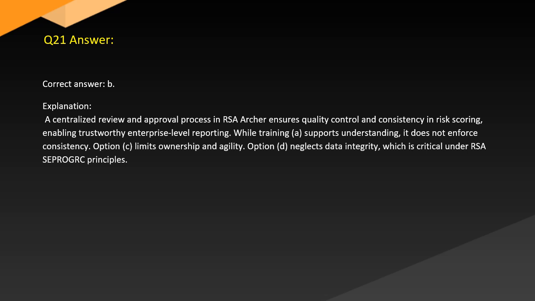Answer. Correct answer: B. Explanation: A centralized review and approval process in RSA Archer ensures quality control and consistency in risk scoring, enabling trustworthy enterprise-level reporting, while training supports understanding. It does not enforce consistency. Option C limits ownership and agility. Option D neglects data integrity, which is critical under RSA GRC principles.